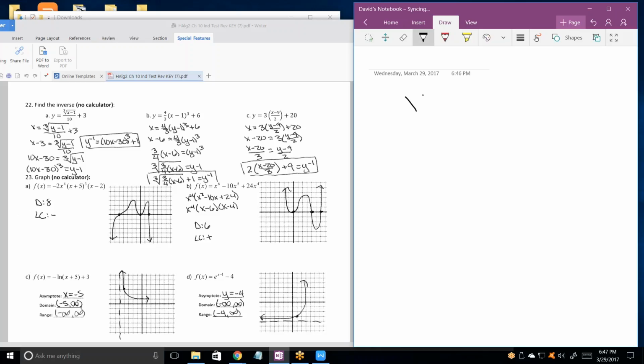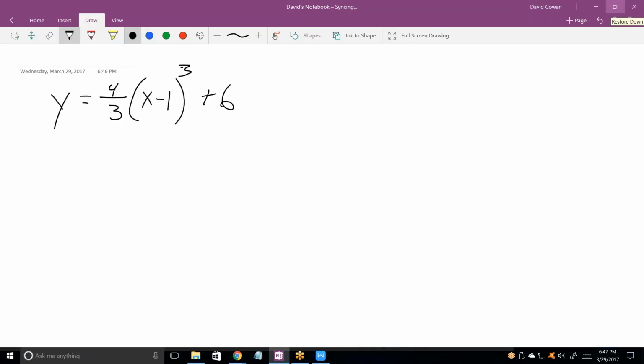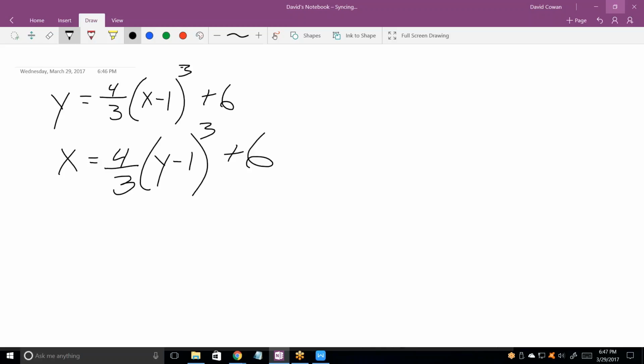Y equals 4/3. They're not going to give you a tough one here. There are some tough inverse problems, let me tell you, where you'd never figure them out if you didn't know the technique. Okay, so first thing I'm going to do is switch variables. These really just become algebra problems. Okay, what next?